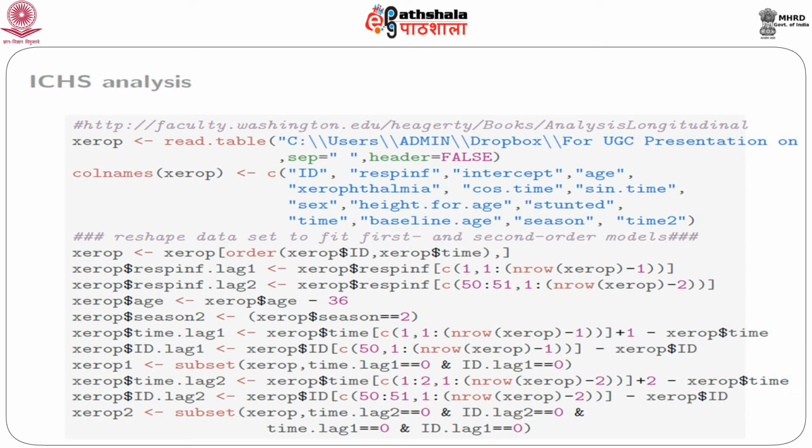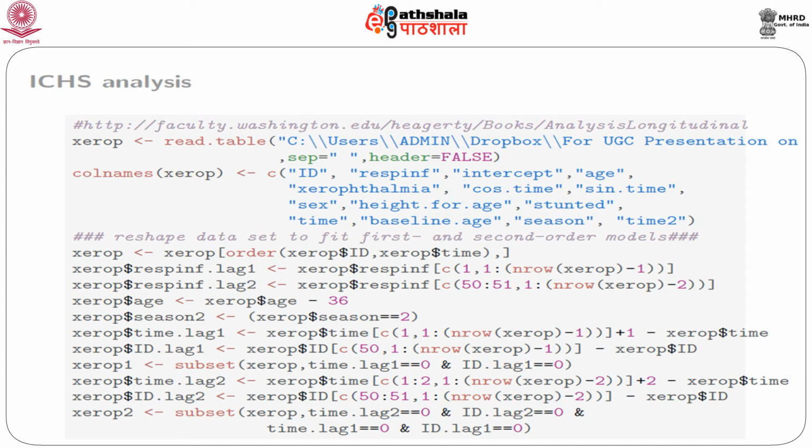The data is a text file, so here we are using read.table to read in the text file, and the data also has the names, so we are using the column names. Then we first need to create two more data sets to fit the transition model. After reading in the data, we create the infection status for lag 1 and the infection status for lag 2. So this is a little bit of reshaping of the data for first and second order transition models, and the age is in months, so we subtract 36 from it.